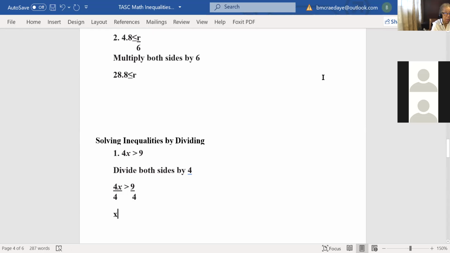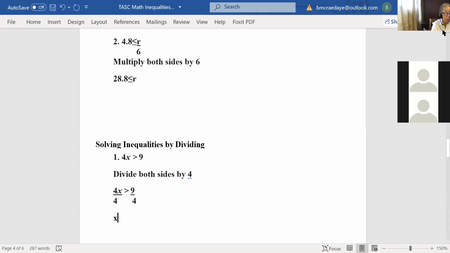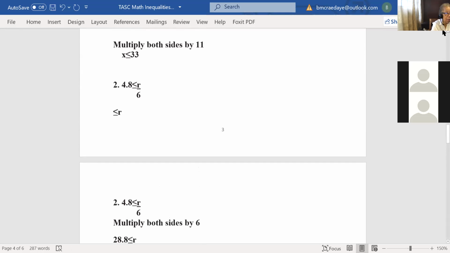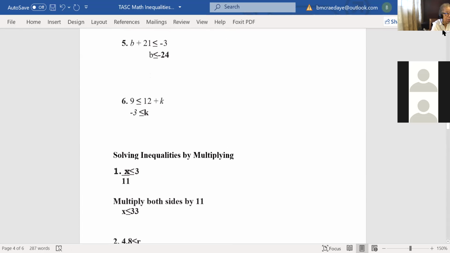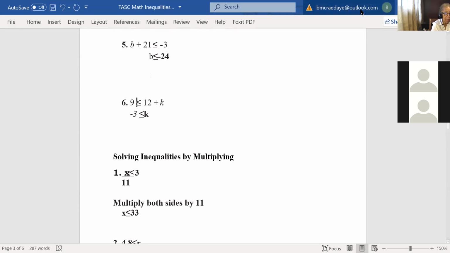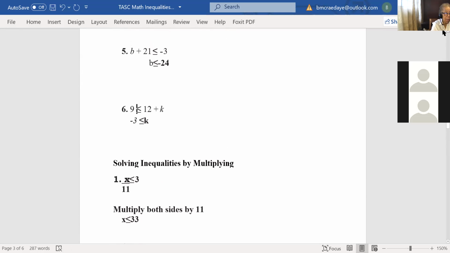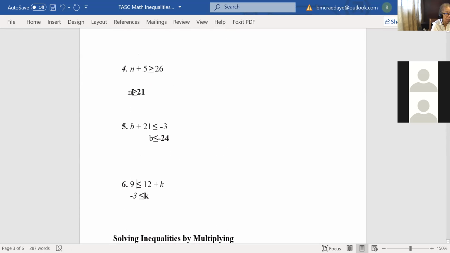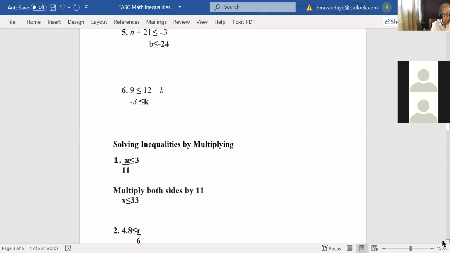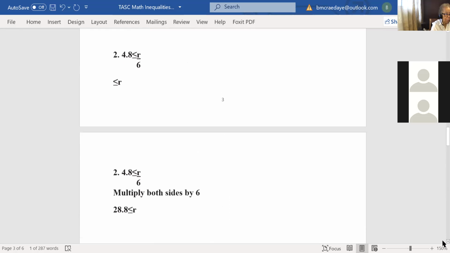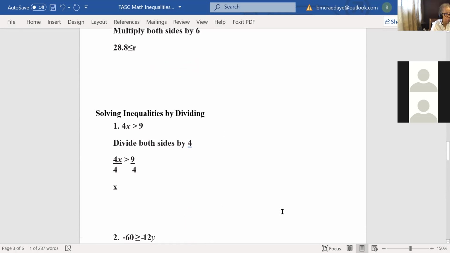Actually, that should be a greater than or equal. Let me get a greater than or equal symbol. Here we go, this one here. So this would be greater than or equal, not just greater than. So let's put that here and take out that greater than.